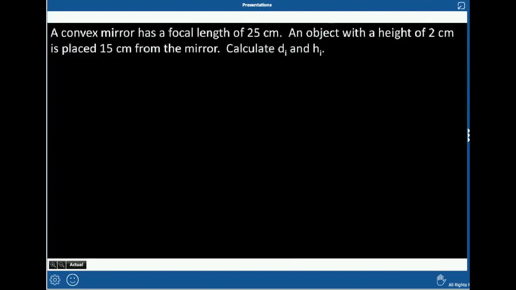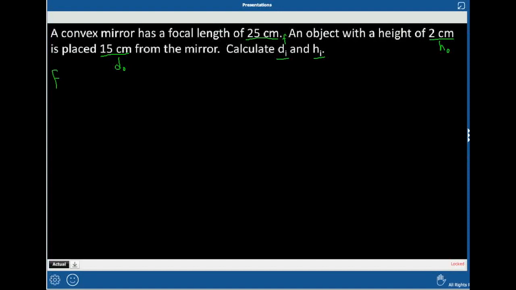Now let's do some math for the convex mirror. Here's our focal length, it's 25 centimeters. These are all the same numbers, and the reason I'm giving you similar numbers is because I want you to see how the answer changes based on what type of mirror or lens you're using. The object has a height of 2 centimeters, and it's placed 15 centimeters from the mirror, and we want to calculate DI and HI.